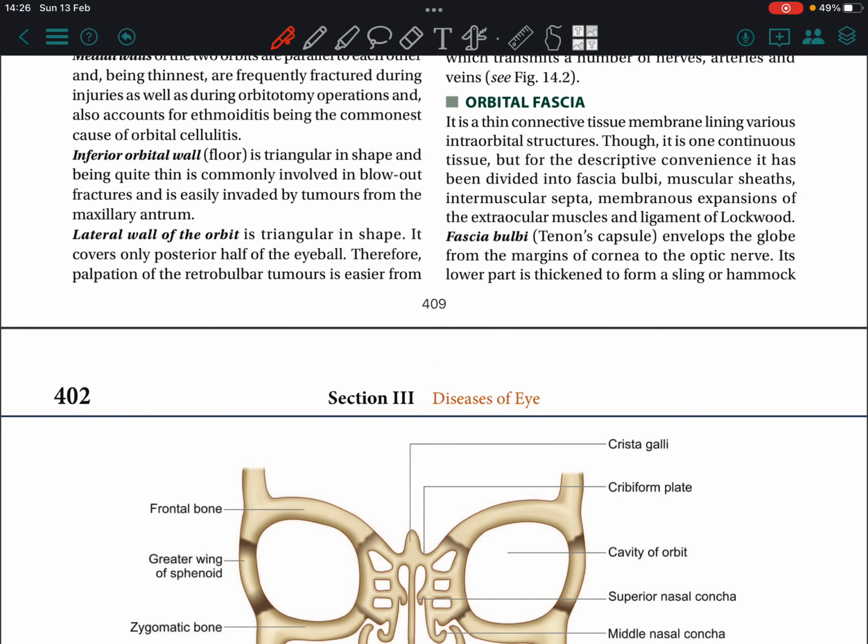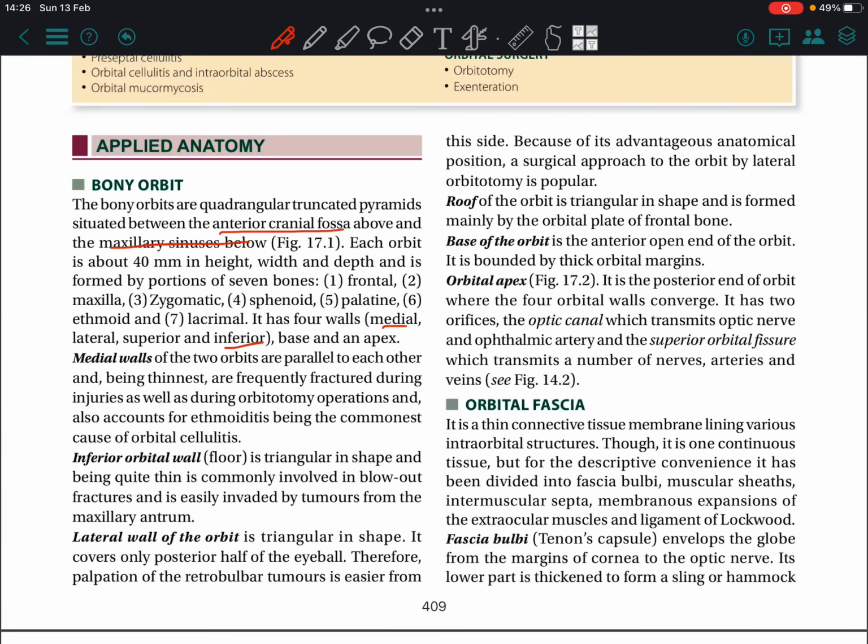Inferior orbit wall is triangular in shape. Then lateral wall is triangular in shape. Roof of orbit is triangular in shape. Base is anterior open end of orbit. Orbital apex is posterior end of orbit.